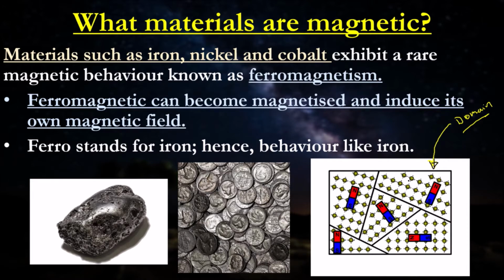Now the important part is, the reason why iron and cobalt and nickel are normally not magnetic is because the domains, as you can see here, aren't aligned. So domains not aligned.